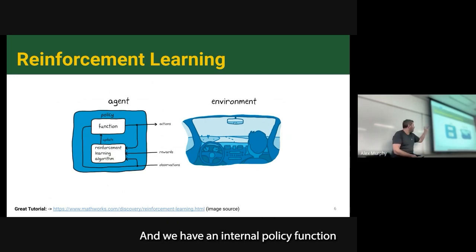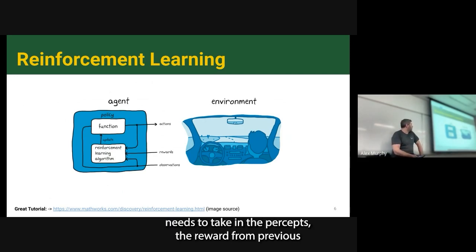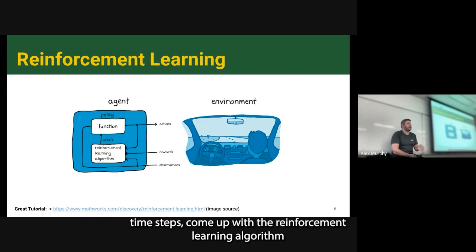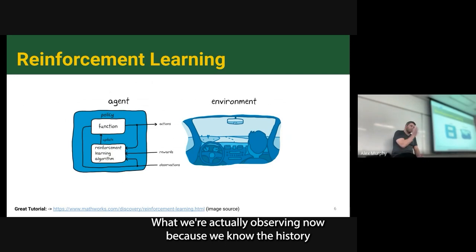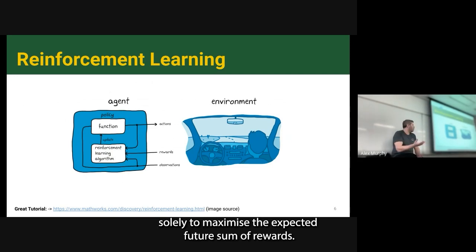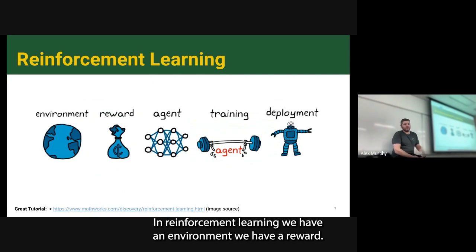And we have an internal policy function which needs to take in the percepts and the reward from previous time steps, come up with a reinforcement learning algorithm, and then suggest what action we should take based on the current time step of what we're actually observing now, plus what we know in the history, solely to maximize the expected future sum of rewards. And in reinforcement learning, we have an environment, we have a reward.